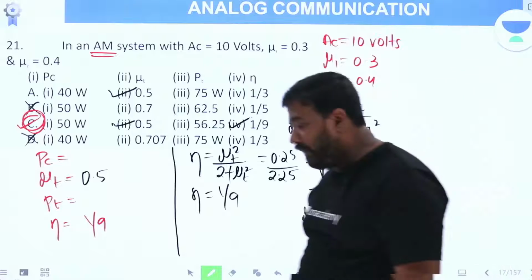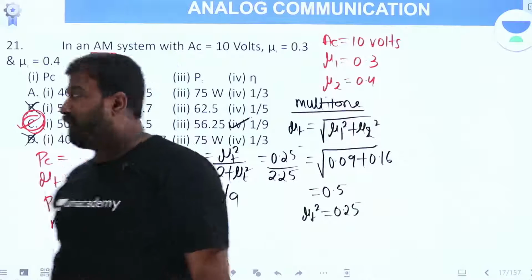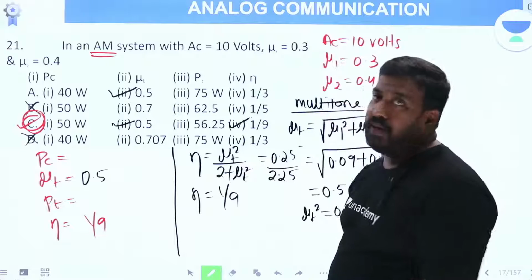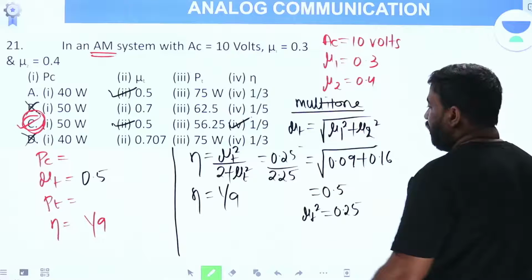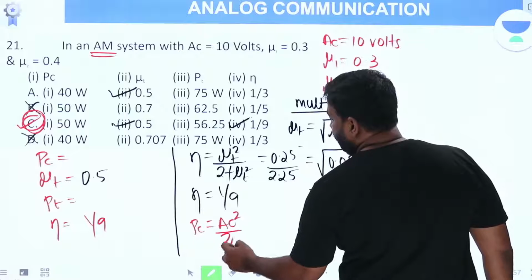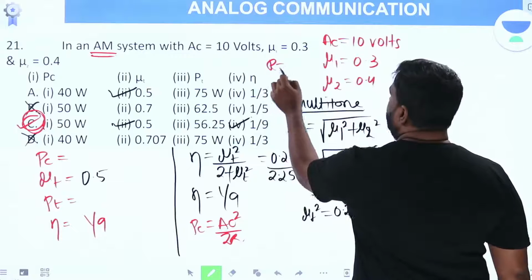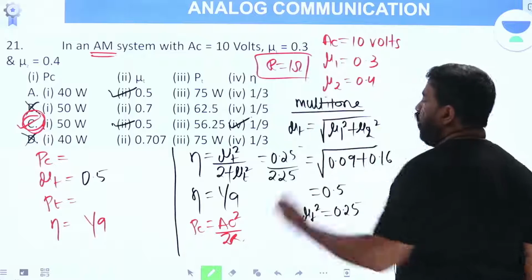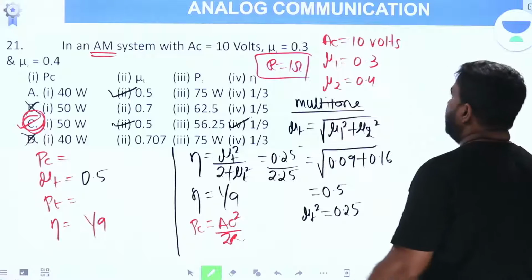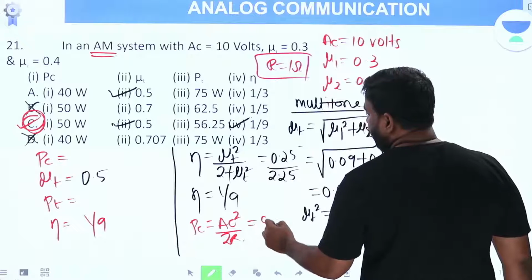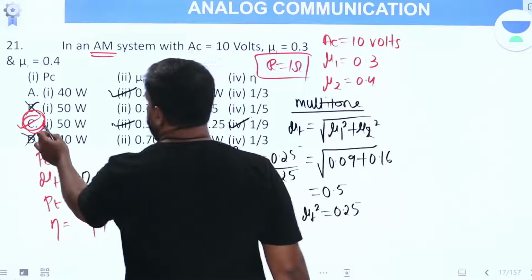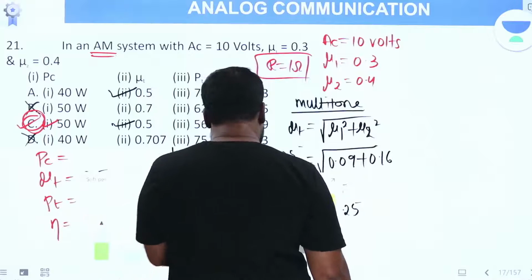For further processing, for our practice sake, please calculate the other options also, which are asking about the carrier power and the total power. What is carrier power? Carrier power is given by AC square by 2R. But R is not given. So by default, how much should you take the R value? Take R as 1 ohm. AC square by 2R, R is 1 ohm. AC is given as 10 volt. 100 by 2, therefore this is 50 watt. Yes, it is matching.